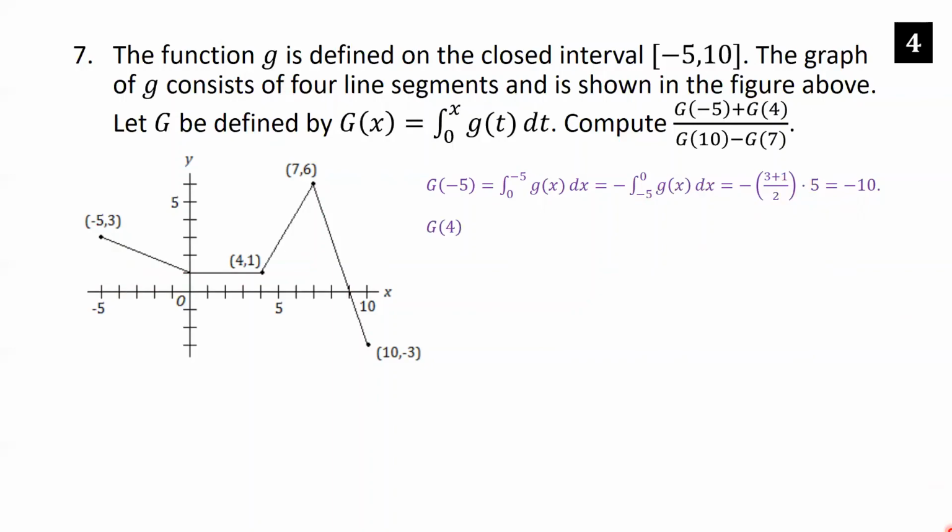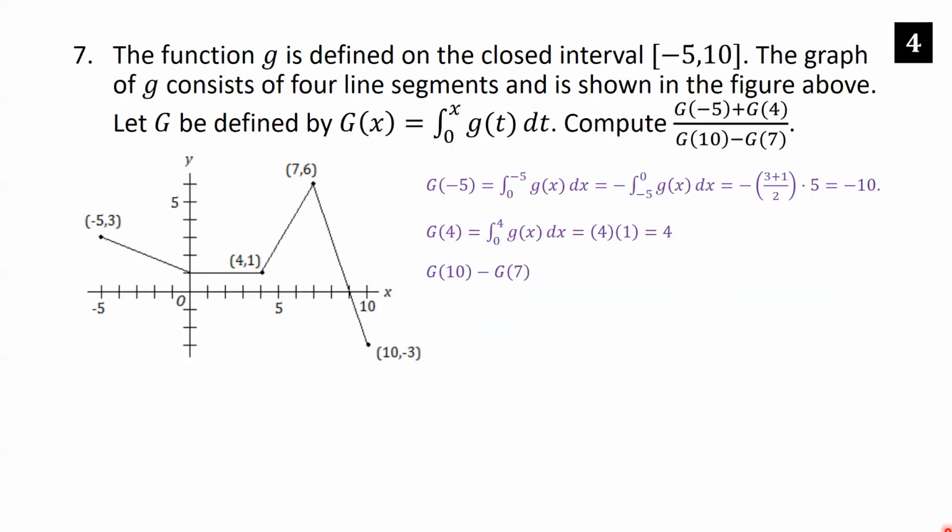Okay. Next, I'll go ahead and do capital G of 4. So that's the integral from 0 to 4 of g of x dx. Well, that one's just a rectangle of length 4 and height or width 1. So that's just 4 times 1, which is 4.